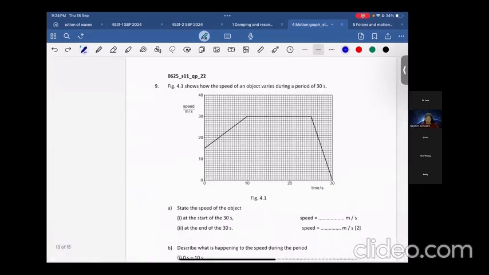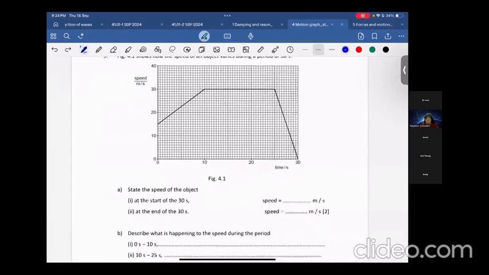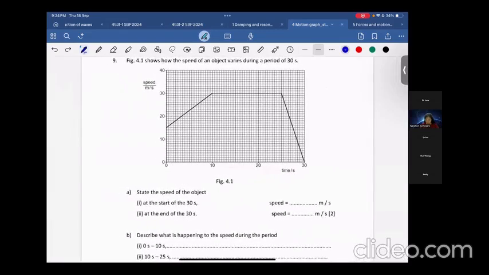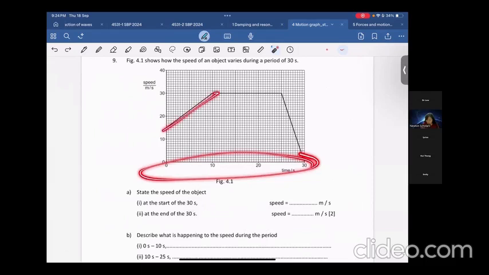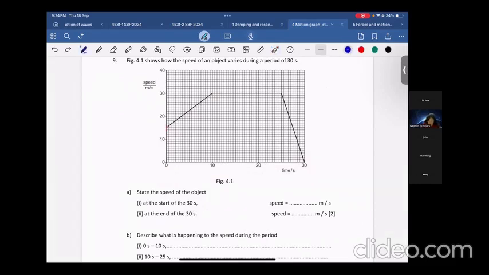Okay, Megan says okay. Dear, what is the speed at the start of the 30 seconds? At the start, when time equals 0, what is the speed? So here, it is half of 10 and 20, it should be 15. Okay, start means starting time equals 0, the speed is 15.